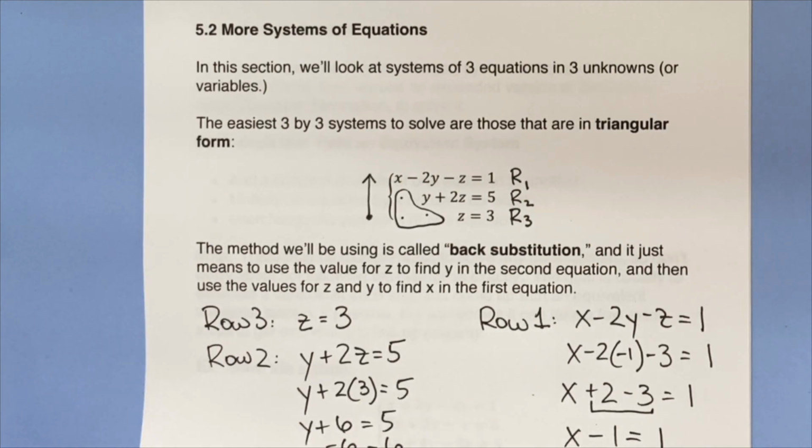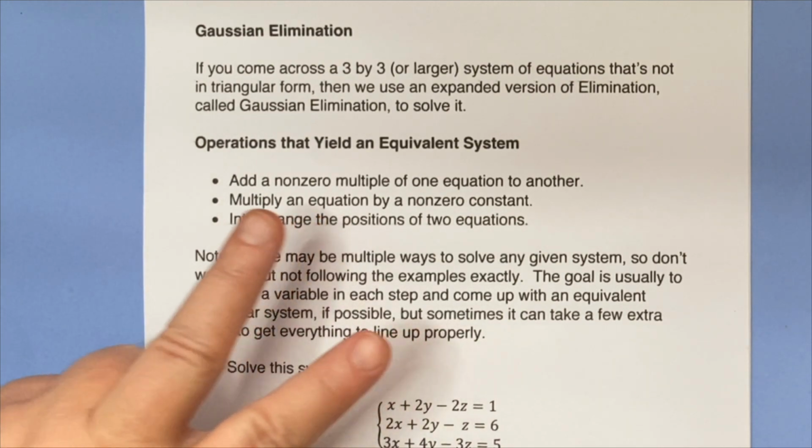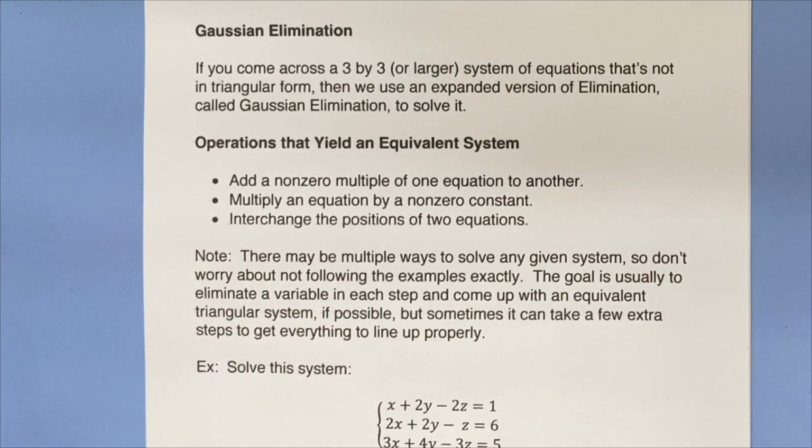Okay, you ready? Dun dun dun! So this is known as Gaussian elimination, named after Gauss. And there are certain rules that are going to seem kind of familiar if you've been working with the 2x2 systems in 5.1.